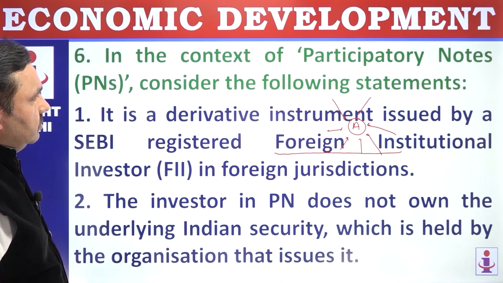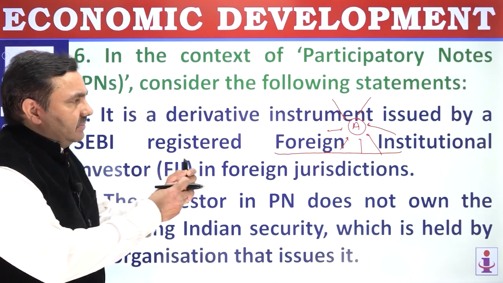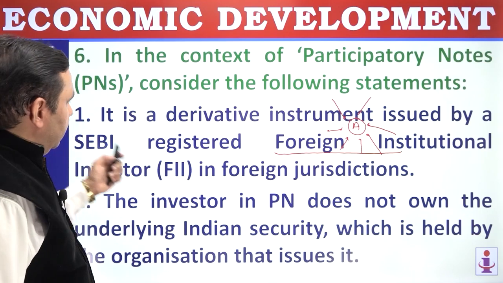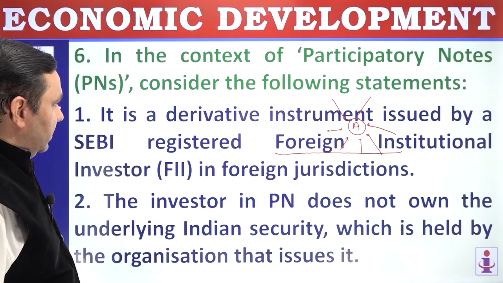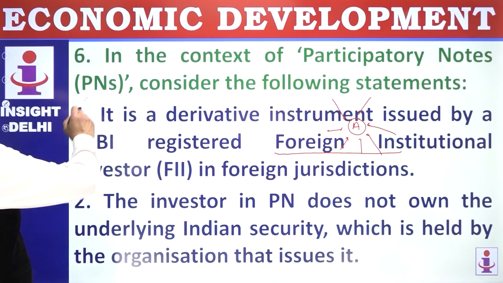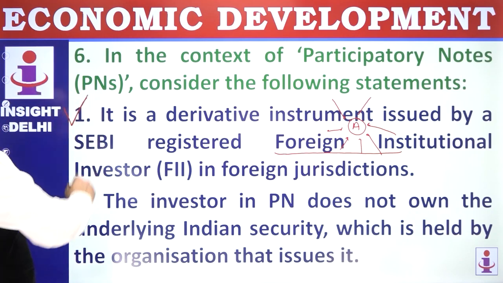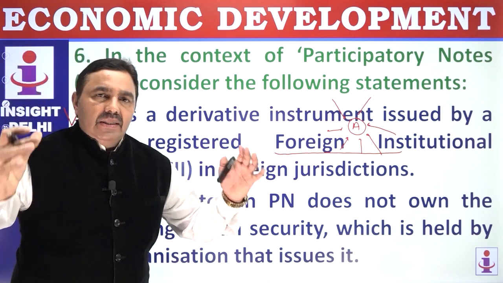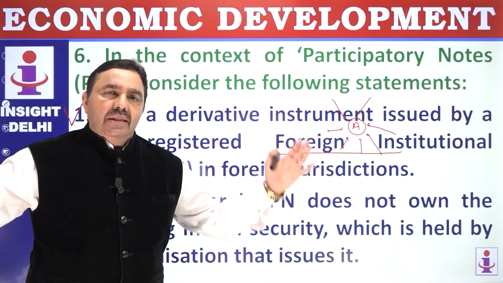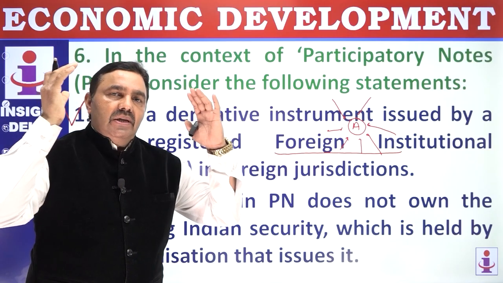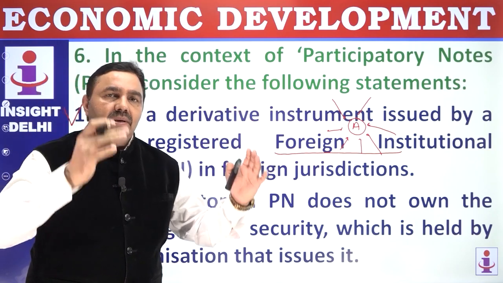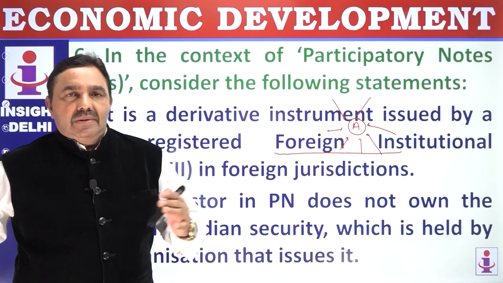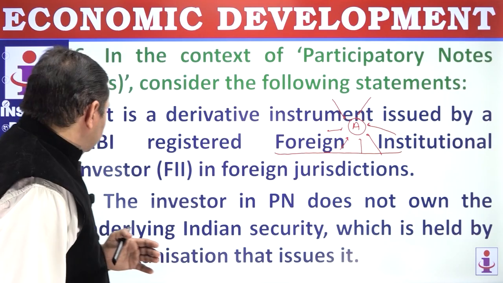It's a derivative instrument. Derivative means something that is given or issued to somebody by a SEBI registered foreign institutional investor in a foreign jurisdiction, which means some American company registered with SEBI can mobilize funds from the people. That's the meaning of hedge fund. And now they can bring that fund to invest in the Indian stock market. Now SEBI cannot ask them whose money it actually is. So sometimes this is problem money.